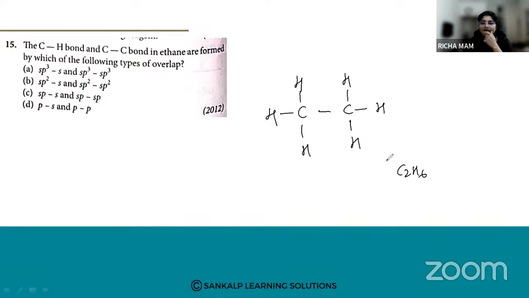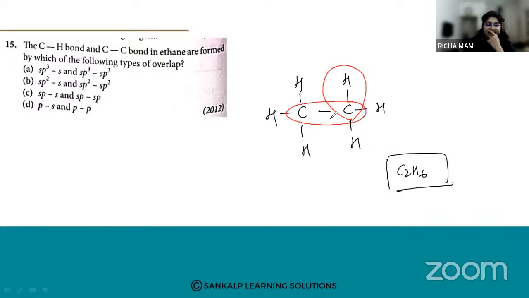The CH bond and CC bond in ethane are formed by what type of overlap? What is ethane? Ethane is a saturated compound, C2H6, right? Now here, what type of overlap is present between the CH bond and the CC bond? Between the C and C, it is sp3.